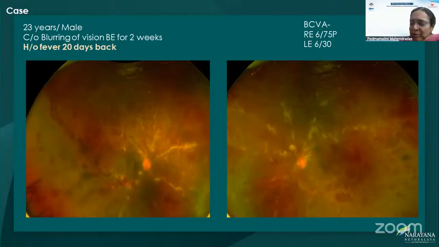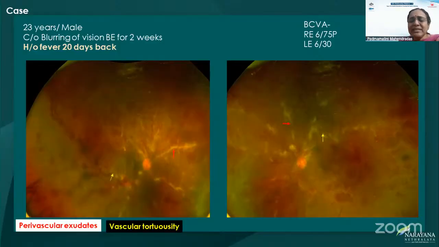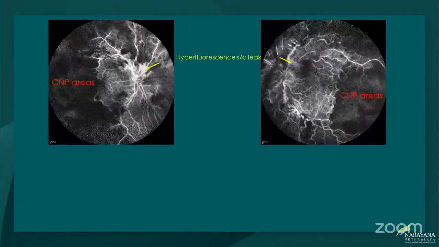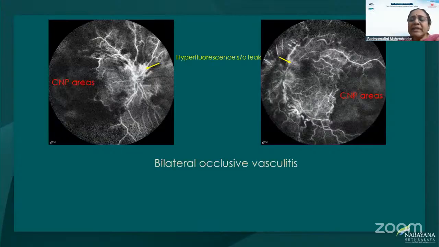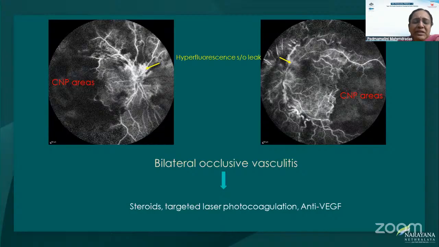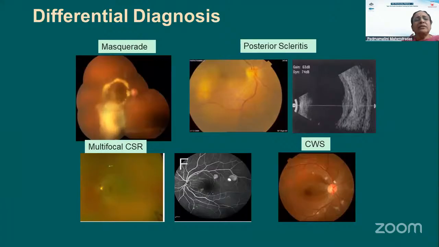Sure. So, hyperemia of the disc with retinal vasculitis. Here, FFA shows occlusive vasculopathy with CNP areas, treated with steroids, targeted laser photocoagulations, and anti-VEGF agents. So whenever we see a patient with posterior uveitis, we need to rule out masquerades, posterior scleritis where we have a classical T sign, multifocal CSR, and cotton wool spots.